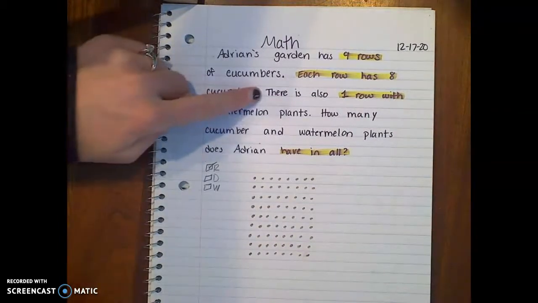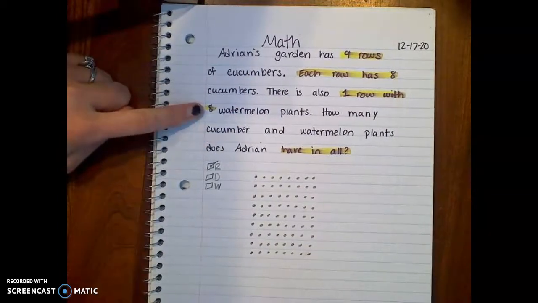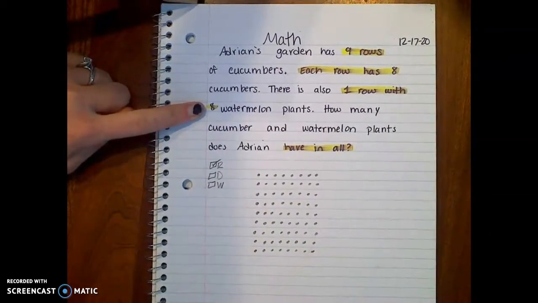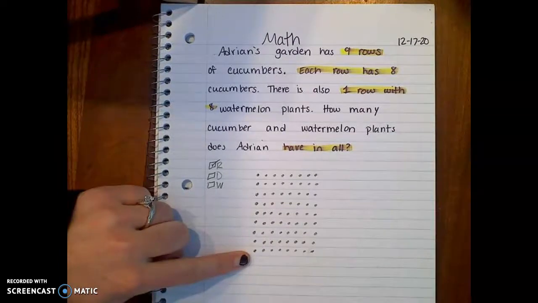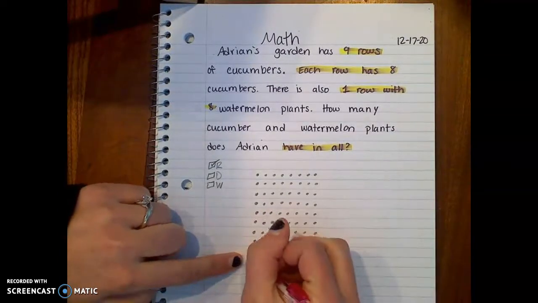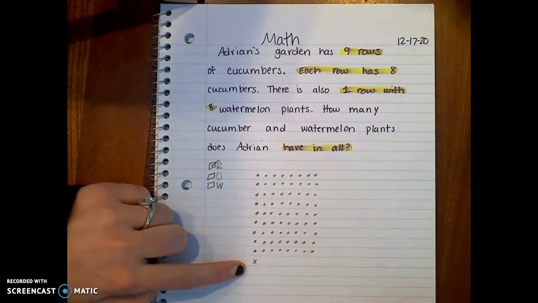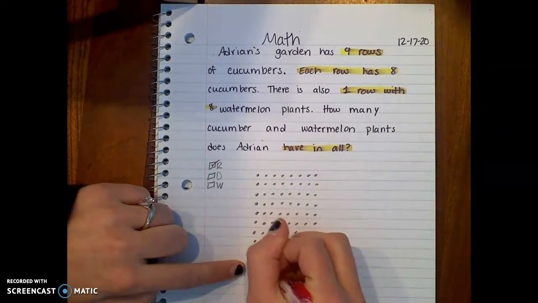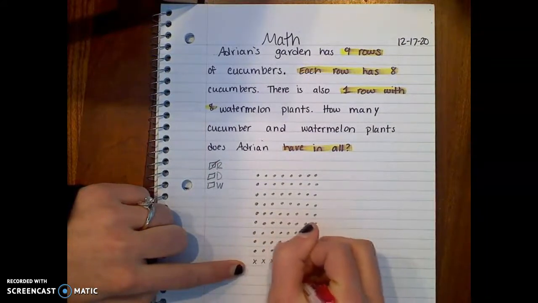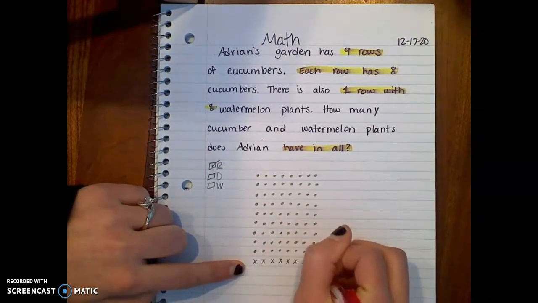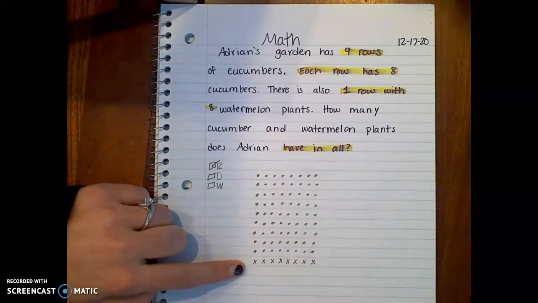There is also 1 row with 8 watermelon plants. So that tells me I need to add another row at the bottom. Now I'm going to add X's instead of my little dots so that I know that these are watermelon plants instead of cucumbers. I know that there are 8 of them, so it matches pretty perfectly with the cucumbers. Okay, I have my drawing.